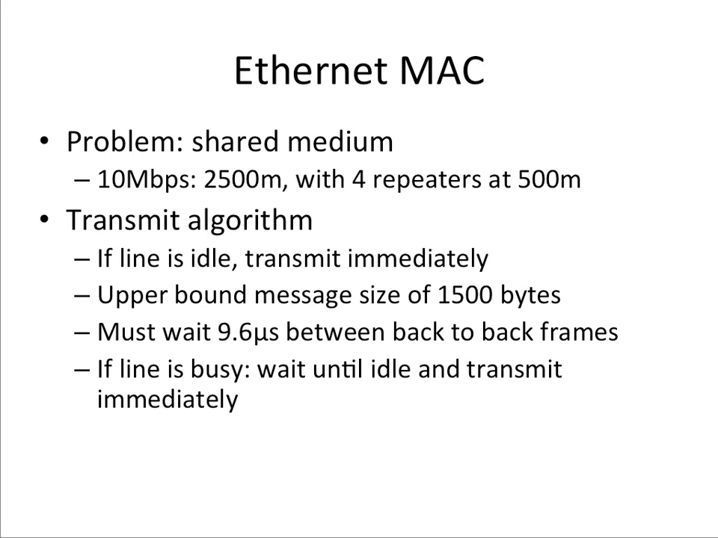So here's the transmit algorithm. The line is idle, transmit immediately, and there's an upper bound on the message size, and there's some gap between the messages. Again, we won't go into the intricacies of all these constants, but the key idea is sense the channel, try to detect a collision, and if there is a collision, you do some backoff and retransmission.